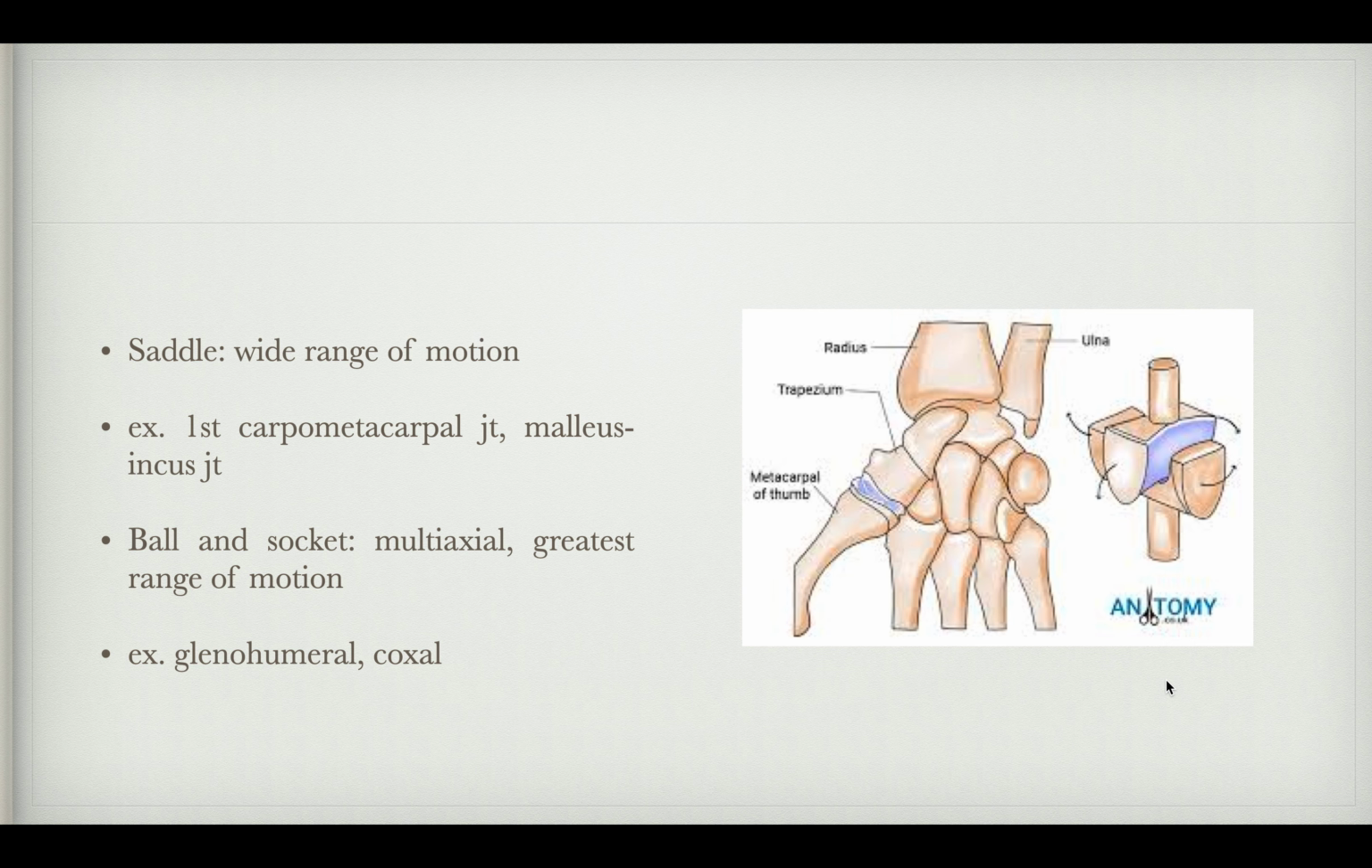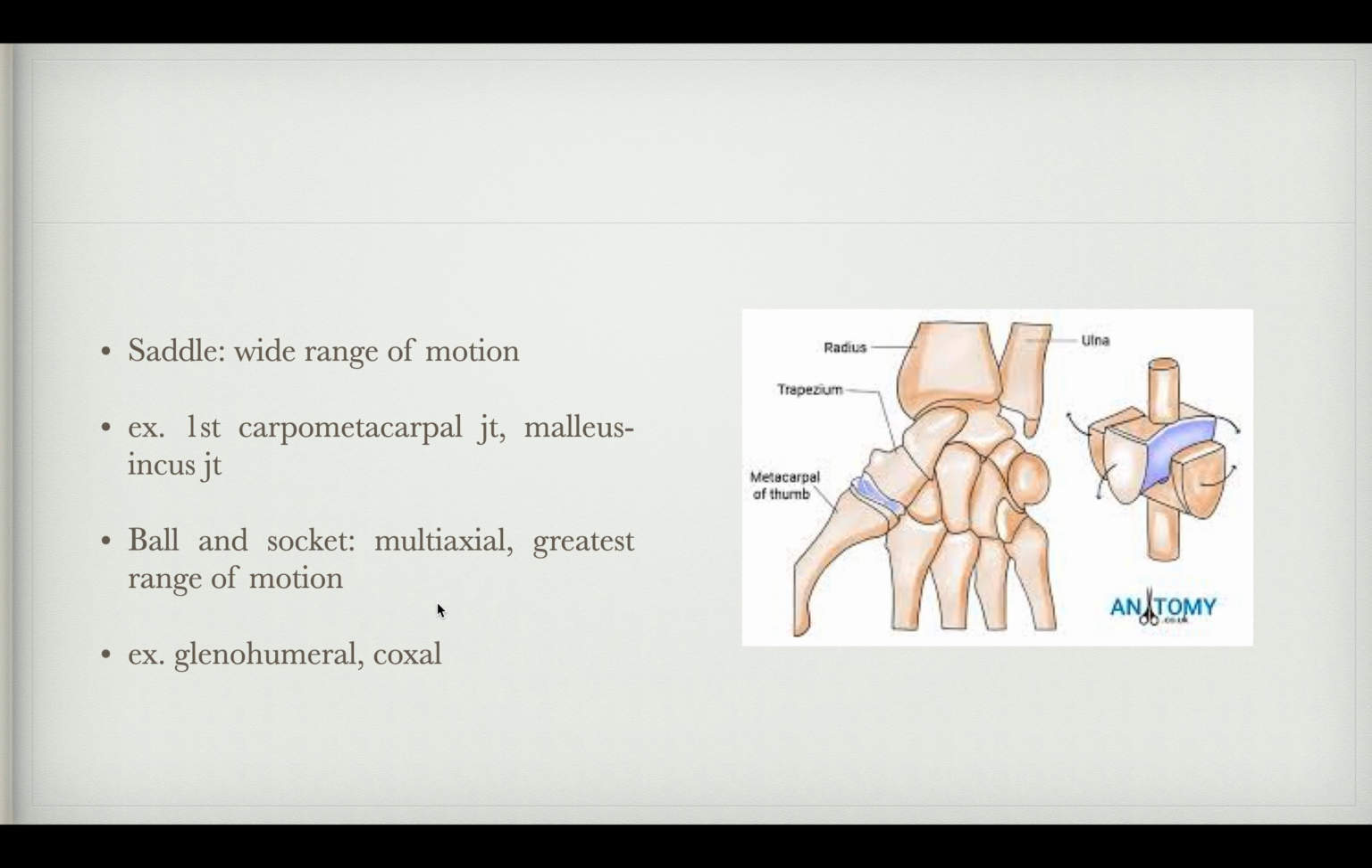A saddle allows a wide range of motion, and it's where, as you can see here, a concave and a convex surface fit together. It's found in your thumb, which gives us quite the evolutionary edge. It's also found in the ear between the malleus and the incus.